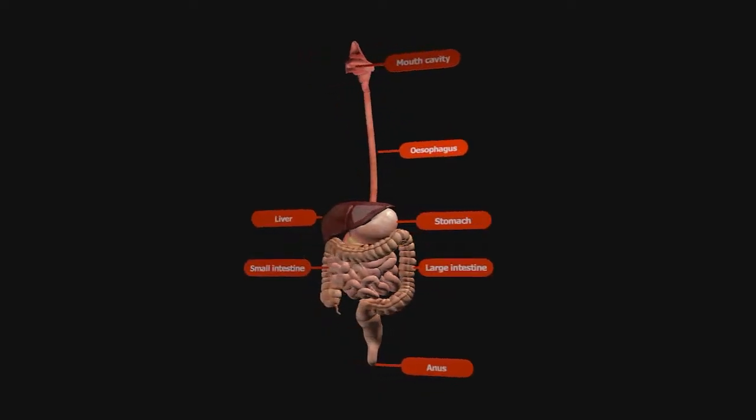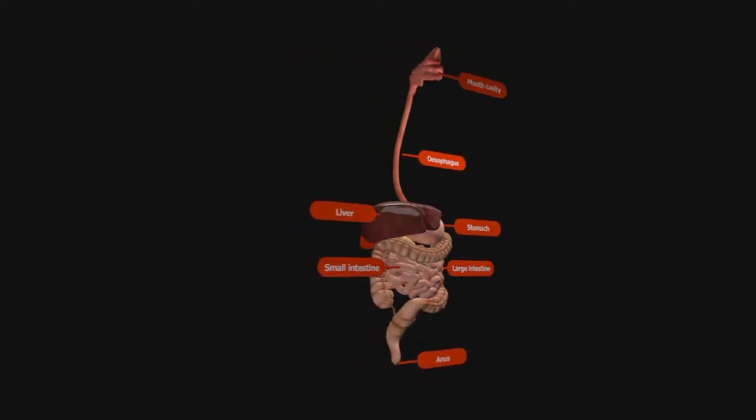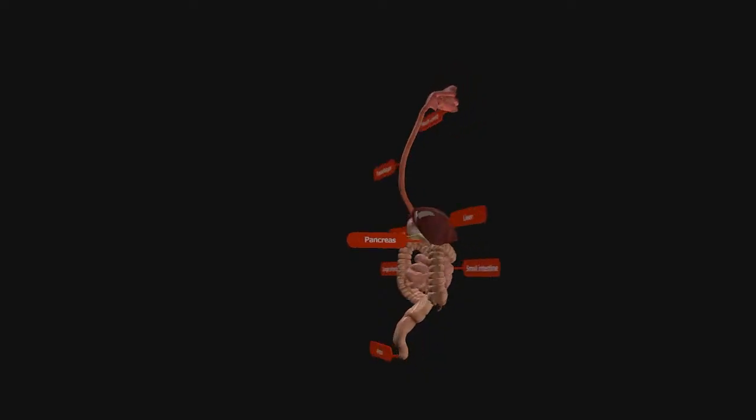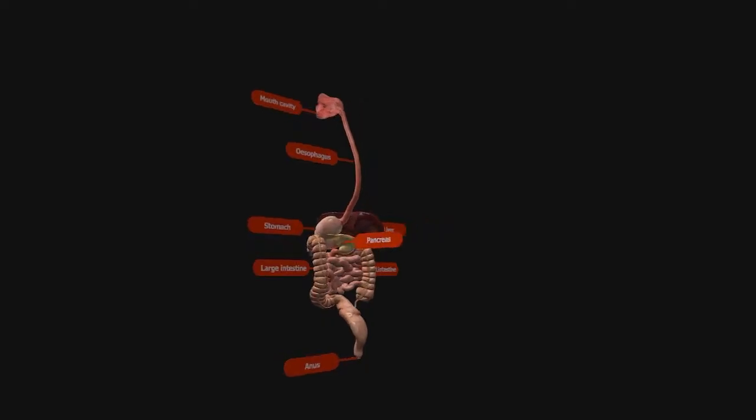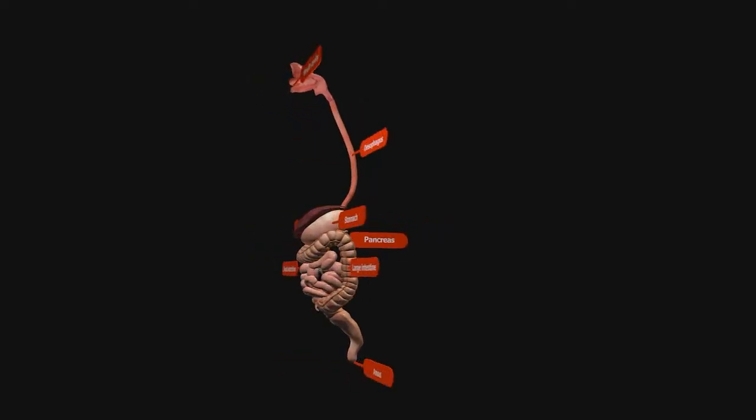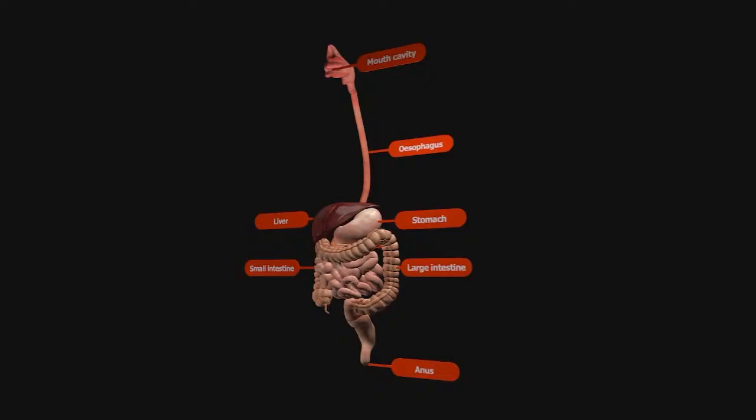The esophagus is a tube-like structure that connects the mouth to the stomach. It uses muscle contractions called peristalsis to move food down to the stomach. The stomach is a muscular sac that mixes and grinds food with stomach acid and enzymes.